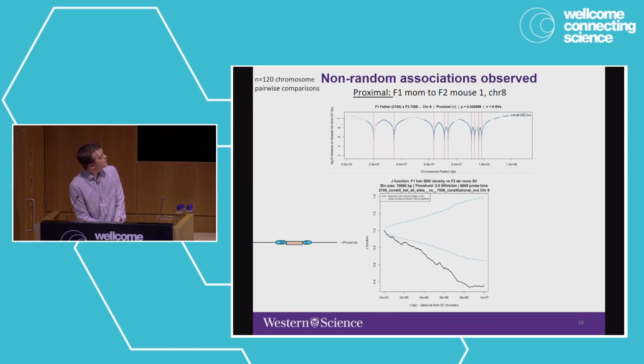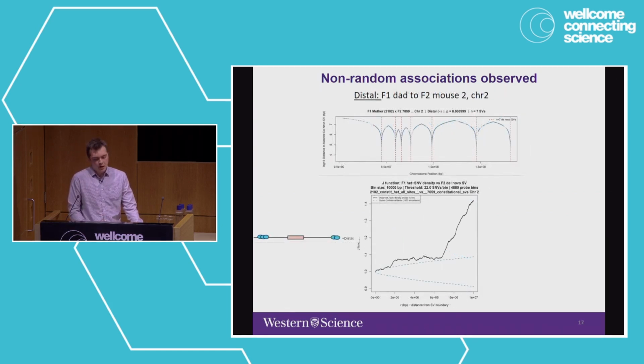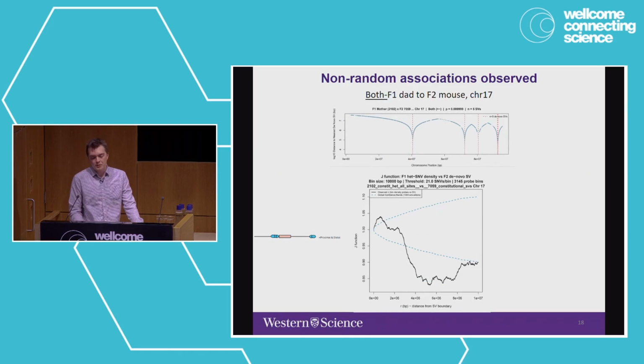I did observe non-random associations in terms of the proximal context. This plot demonstrates the F1 father, and I did mislabel that plot, so it is the F1 father compared to one of the F2 mice, specifically on chromosome 8, where I observed prominent proximity between the occurrence of those de novo structural variants and the inherited clusters of heterozygosity observed in the F1. I also saw distal regions on chromosome 2 comparing F1 to F2, as well as both, dipping in and out of those proximal and distal regions.